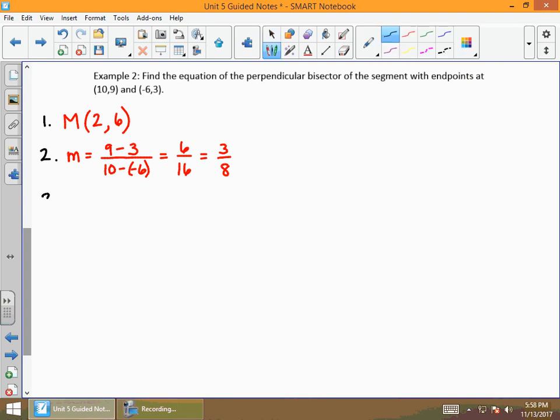So step 3 is find the perpendicular slope. This is the slope that I need to use, and it has to be the opposite reciprocal. So my slope in line 2 is positive 3 over 8. So this is negative 8 over 3, opposite reciprocal.